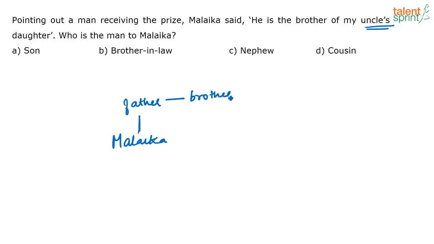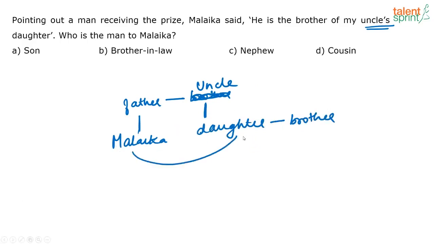This person is Malaika's uncle. He is the brother of my uncle's daughter. So let me write this as uncle itself so that it's clear. Malaika has a father who has a brother who is her uncle, and Malaika's uncle has a daughter and this girl has a brother. So now how is this person related to Malaika? He has to be her cousin, correct? Basically there are two brothers. One brother's child is Malaika and the other brother's child is these two people. So they are cousins. So the correct answer that we are looking for is cousin, option D.